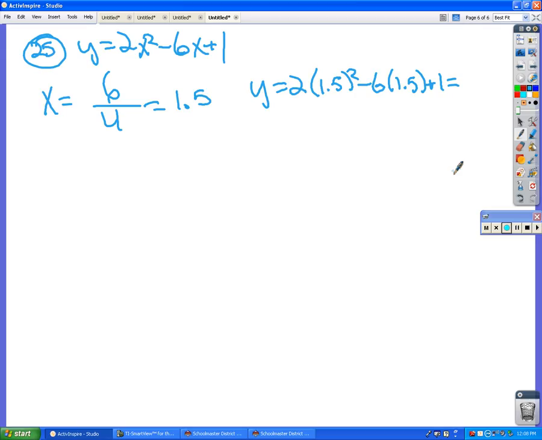Okay, so again, you should try this on your own, on your calculator, to make sure that you're doing this correctly and get the same answer. If you're doing it correctly, you should get negative 3.5 as the y-coordinate. Nailed it.